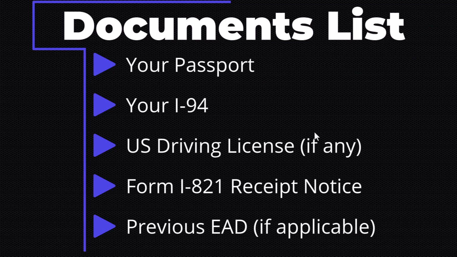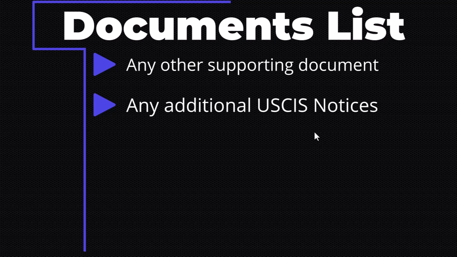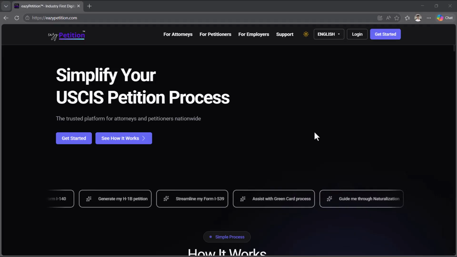Before we begin, make sure you have the following documents ready: your passport, your Form I-94 Arrival Departure Record Number, your driving license, your pending Form I-821 Application for Temporary Protected Status Receipt Notice, your previous EAD if applicable, any other identity or nationality documents that support your TPS application, any additional USCIS notices or correspondence related to your pending TPS application. Let's get started.